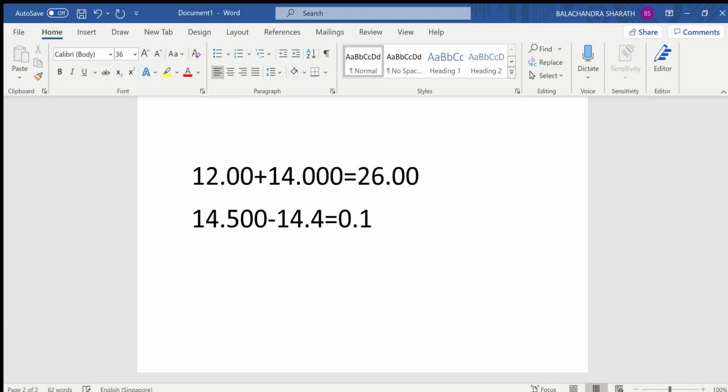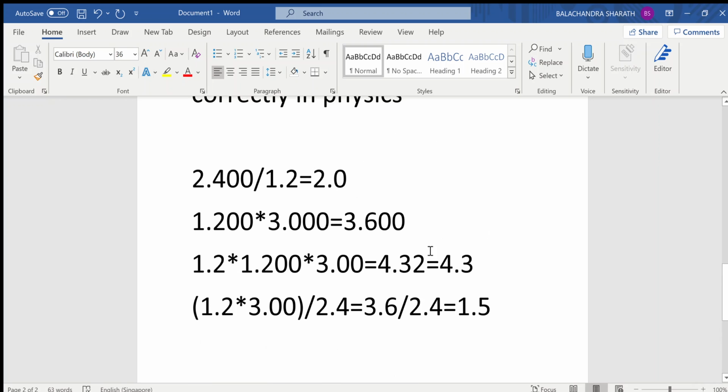I think this example will make you understand better. 16.00 minus 14 equals. As you can see, 16.00 has two decimal points. 14 has zero decimal points, there's no decimal point. So I have to express my answer in a way that it has zero decimal points. So the answer will be 2.